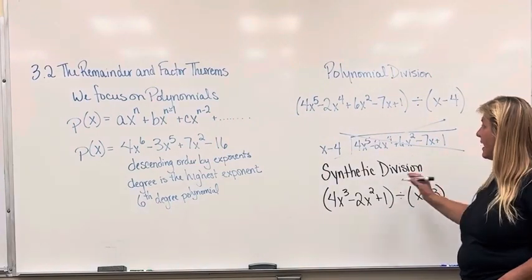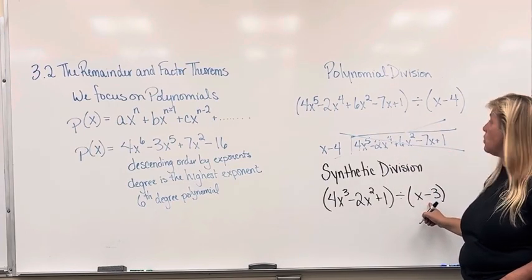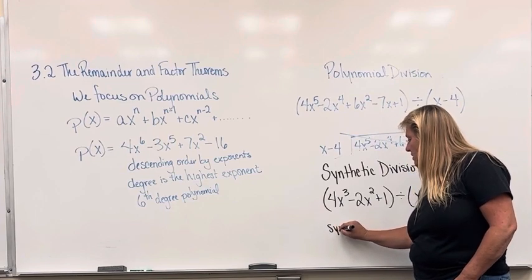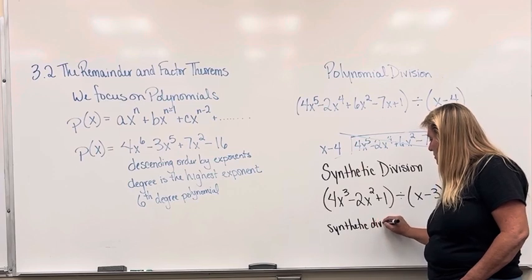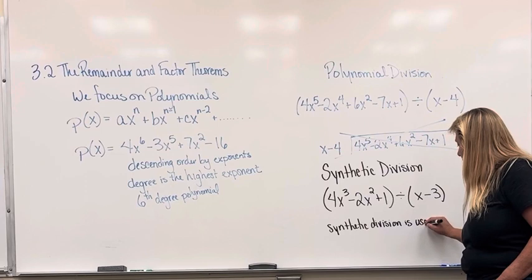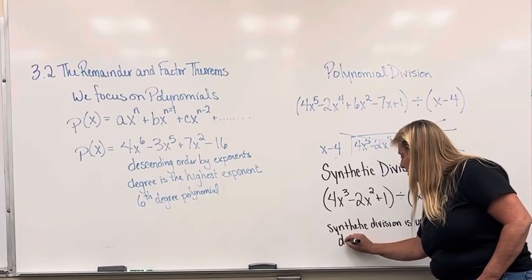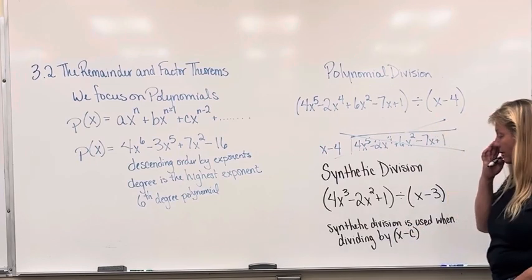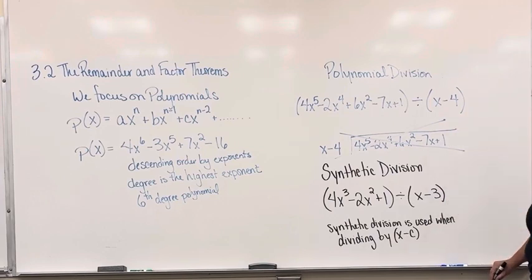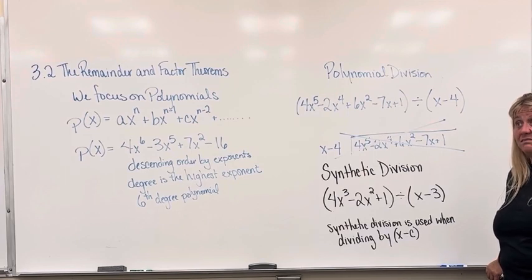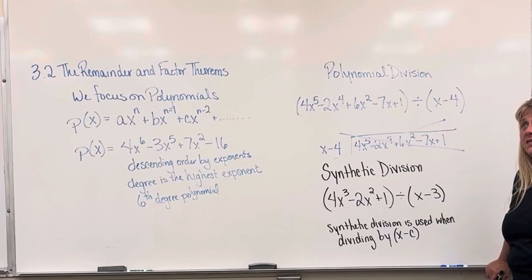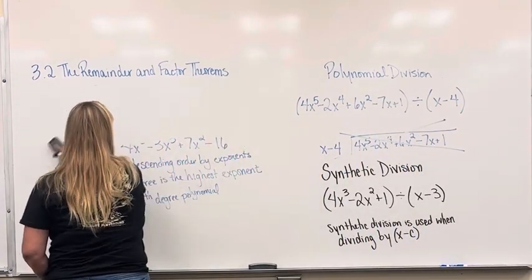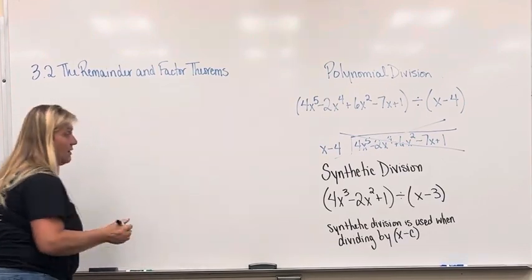So synthetic division is a type of division that's not long division. It's a type of division that can be used when we're dividing by x minus c or x plus c. So synthetic division is used when dividing by x minus c, which is the case that we have here. And honestly, this is the only time that you will ever need to do it, really, that I can think of. There's one other place later on in the book where synthetic division still works. So what I'm going to show you is how to work through synthetic division without having to do all of the long division. And once you get the hang of this, it becomes a really fast process.